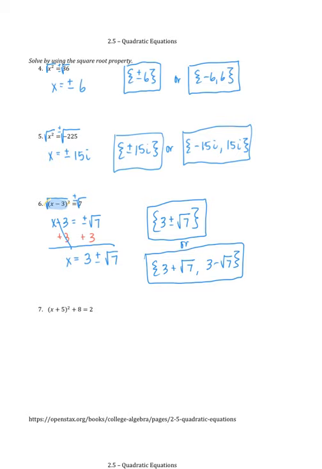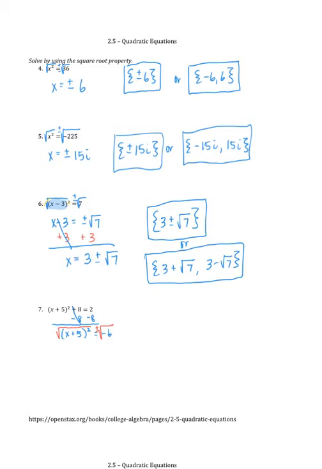All right, let's look at number 7. So number 7 is similar to number 6, except you've got that plus 8 on the left-hand side. So the first thing you need to do is get the thing squared by itself. So you need to subtract 8 from both sides. Because now I have x plus 5 squared by itself on the left, and I have a negative 6 on the right. At this point, you can go ahead and take the square root of both sides since the left-hand side is completely squared. Don't forget to add the plus or minus on the right.